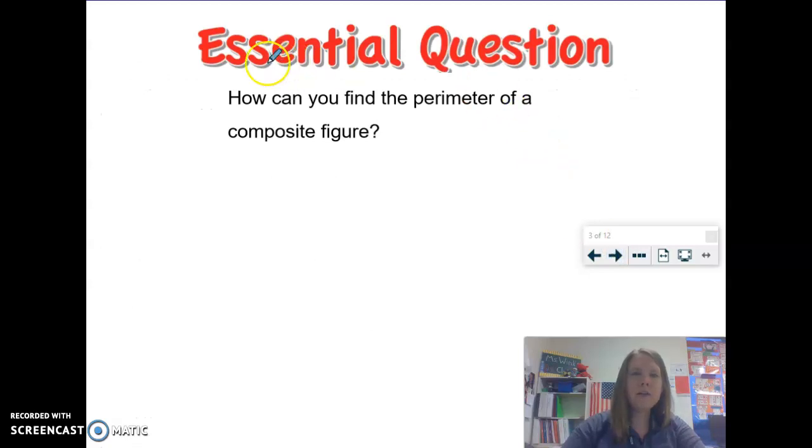All right, so our essential question is, how can you find the perimeter of a composite figure? Well, the first thing we need to understand is what is this composite figure? Remember when we talk about perimeter, it is the area around your figure, not your area, I'm sorry, I phrased it funny. It's the distance around your shape.